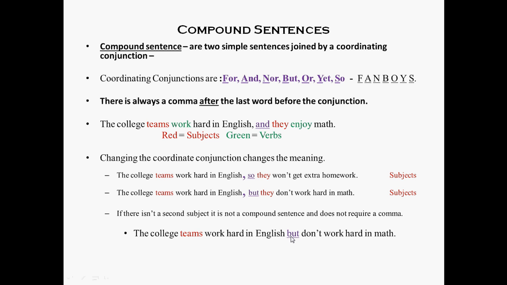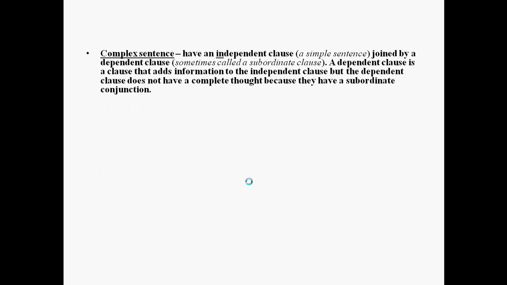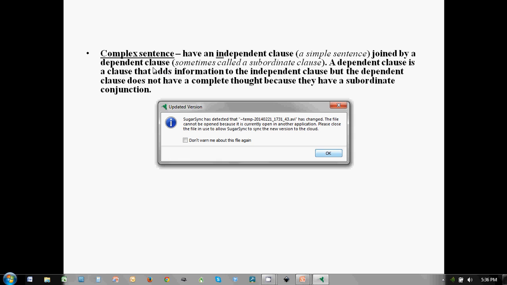Alright, so we've dealt with these before. We haven't dealt with, in any way, complex sentences. So we're going to deal with them very simply. Just kind of look at them, compare them. A complex sentence, they have an independent clause, so that's a simple sentence, joined by a dependent clause. So there it is.